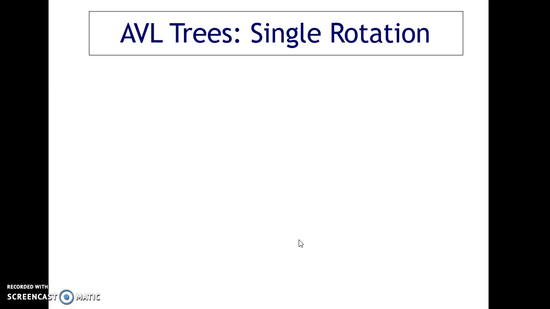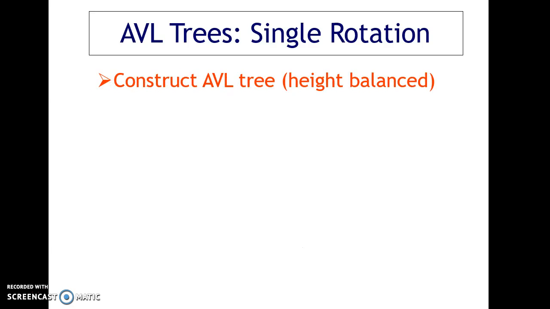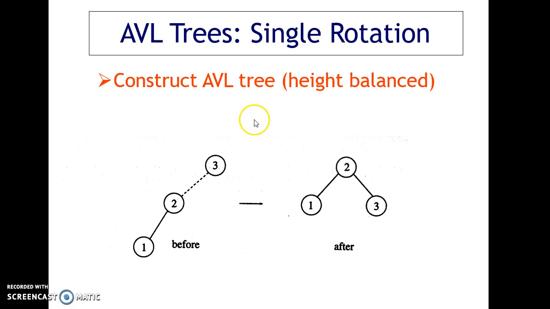That is the LL case. For example, we are going to insert a new node 1 in this tree with 3 and 2. So we are checking from the root. It is lesser, so we are moving here. It is also lesser, so we are inserting here.